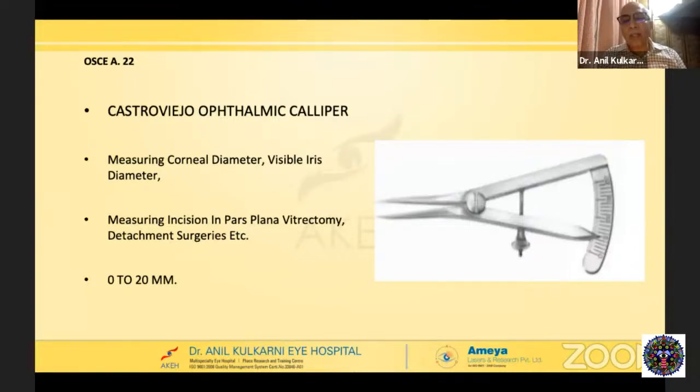Remember, white-to-white diameter, which is required for implantable collamer lenses, is not measured by this instrument because this is a crude instrument. What you require is a different type of industrial ophthalmic caliper for that purpose. This is also used for measuring the incision in pars plana vitrectomy, for giving intravitreal injections, and for detachment surgeries for the muscles which are to be marked over there. It carries a scale of 0 to 20 millimeters.